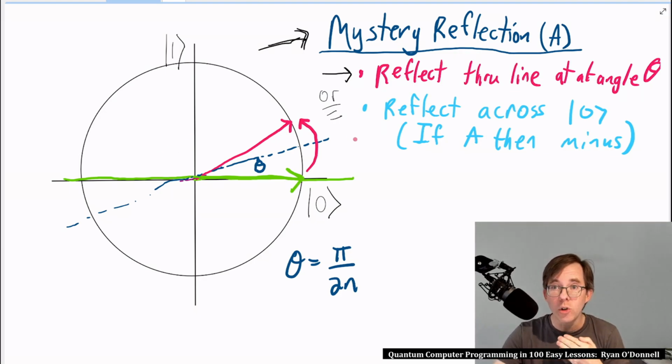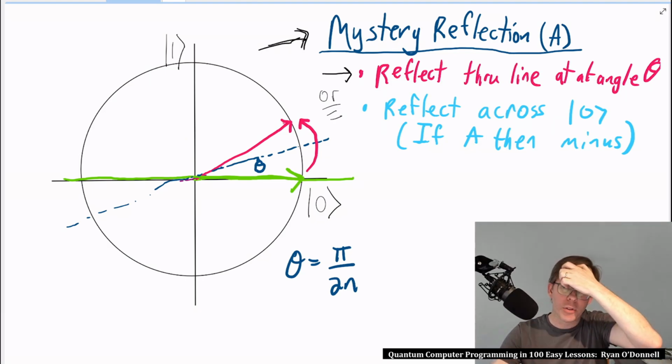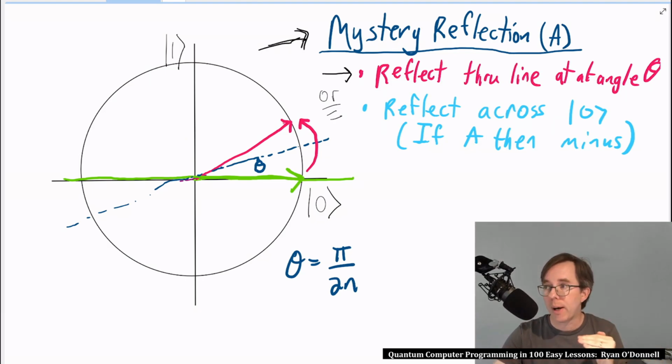Well, one thing you should not do is this thing that we did with the mystery rotation, which is to prepare a qubit in state ket 0 and then just do it n over 2 times or a bunch of times, because in this case, you won't get very far.